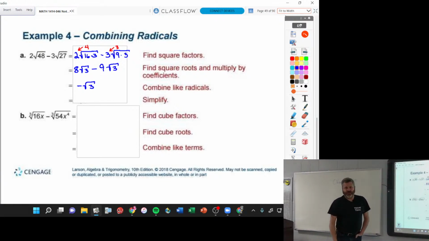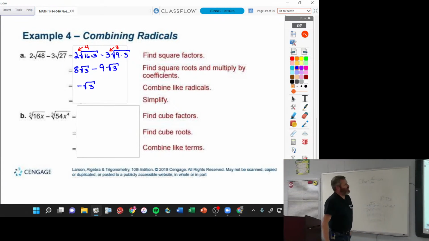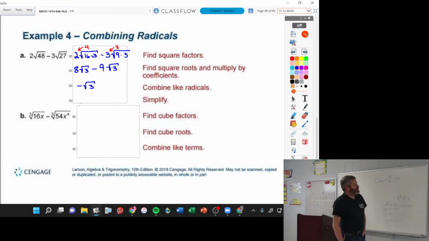And there's nothing to simplify there. Say, okay, I might have skipped a step that they did, but there's your answer. So 2 square roots of 48 minus 3 square roots of 27 is the same thing as negative square root of 3.